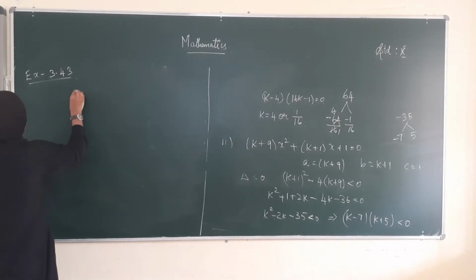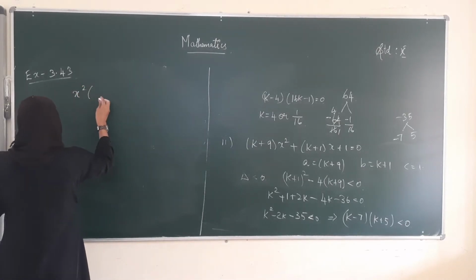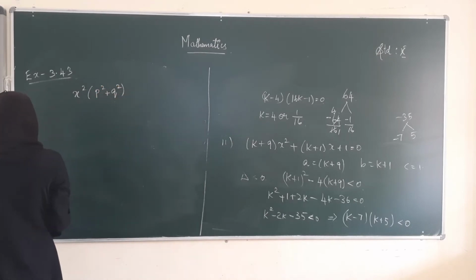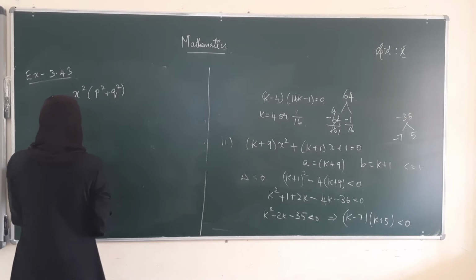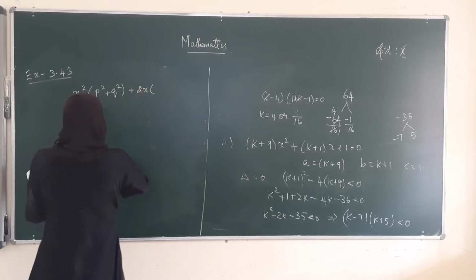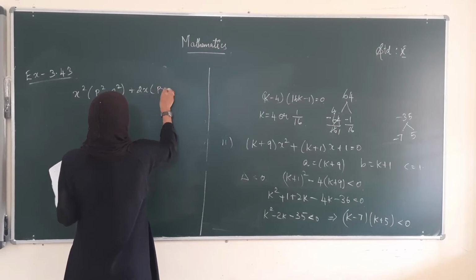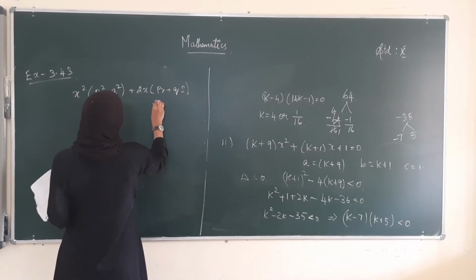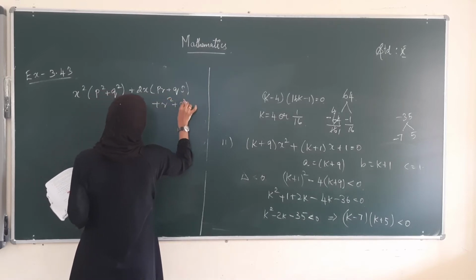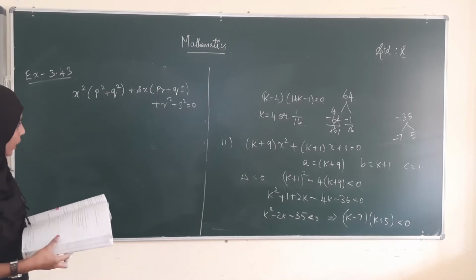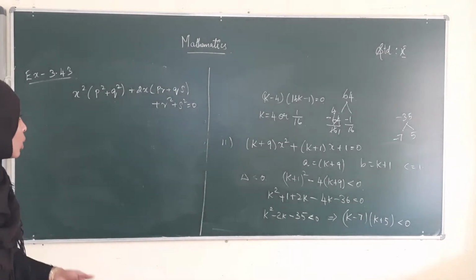What's the given equation? x square into P squared plus Q squared, plus 2x into PR plus QS, plus R squared plus S squared is equal to 0. Okay, we have to prove that this equation has no real roots.